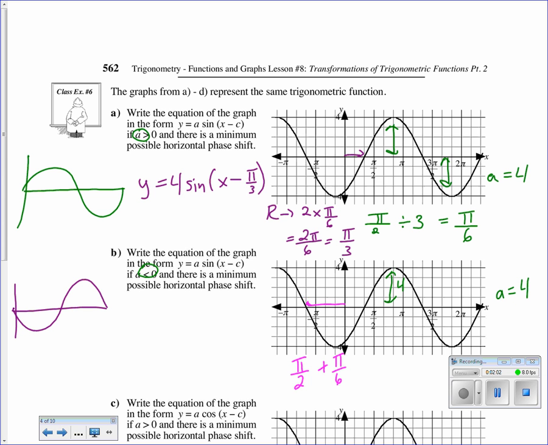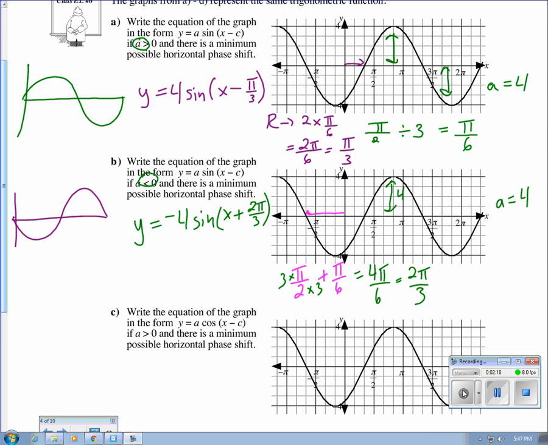So pi over 2 plus pi over 6, I need a common denominator, times by 3, times by 3. So I've got a shift of 4 pi over 6, which is 2 pi over 3.